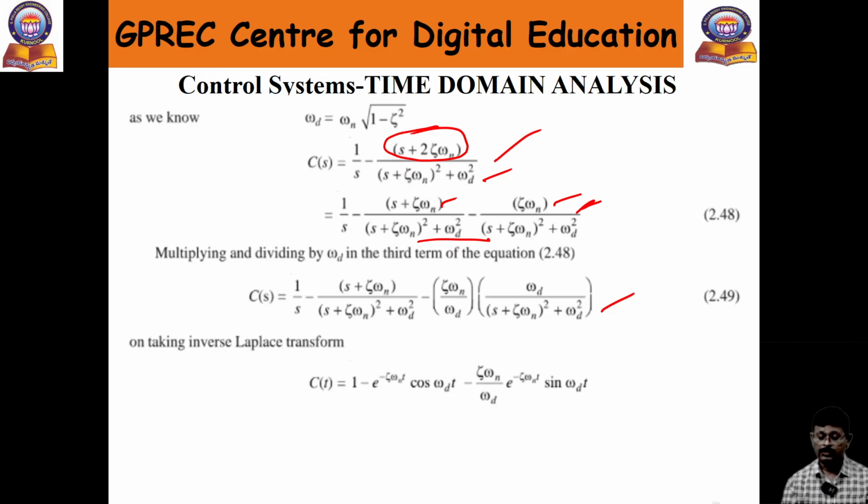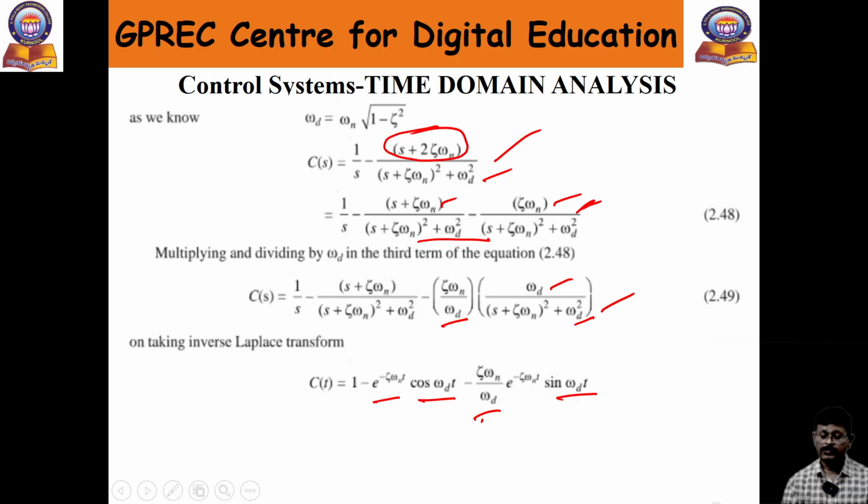So this is e power zeta omega n d into cos omega dt. Coming to here, I am keeping this value: omega d by s plus zeta omega square omega d, so omega d will be the sin term. Here, s plus zeta omega will be the cos term. So e power zeta omega n d into sin term. Sin term and cos term, that's all.